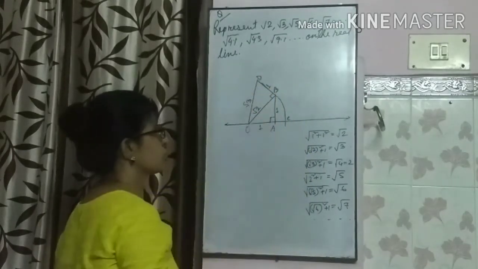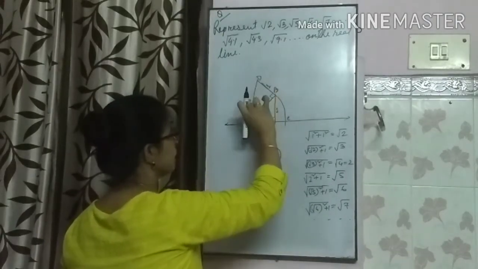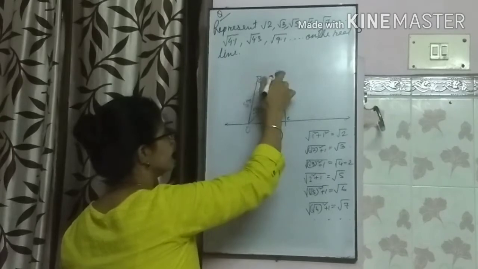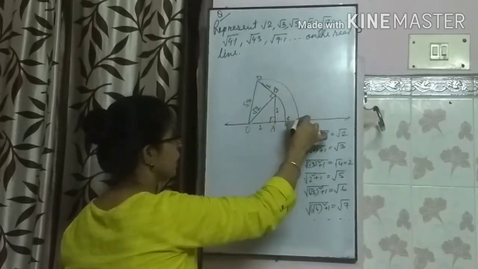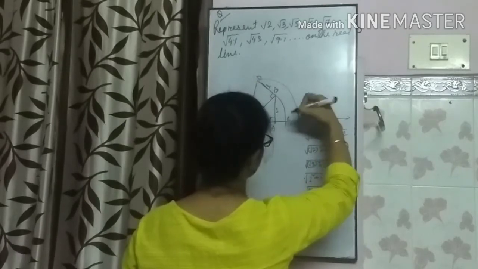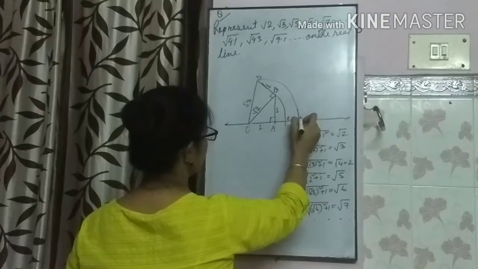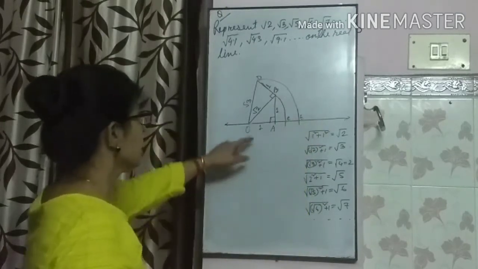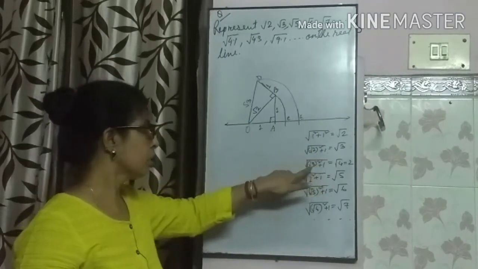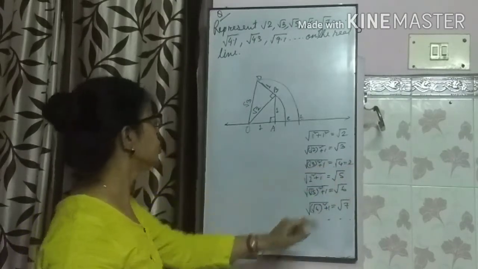We get root 3. So to represent this root 3, we will take O as a center and OD as a radius. You make one arc. It will cut at some other point, so let it be E. Now after root 3, what comes? Root 4, that means 2.